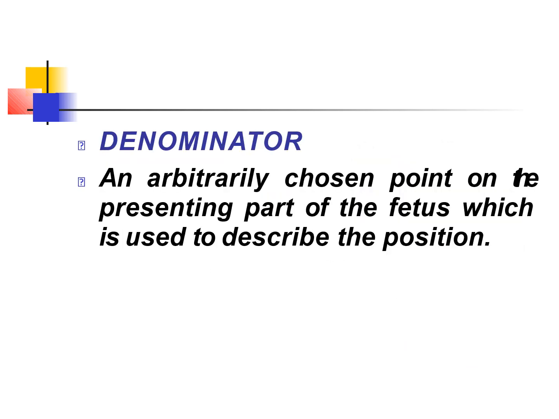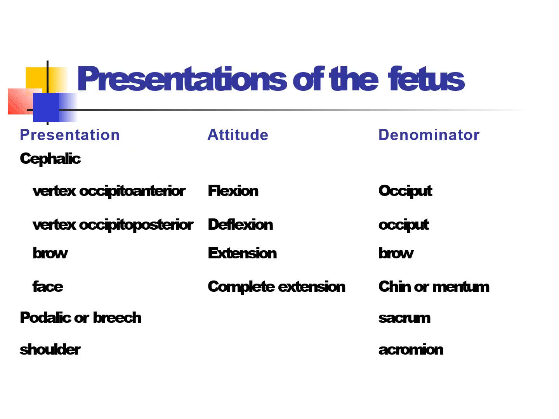And next is the denominator. Denominator is the arbitrarily chosen point on the presenting part of the fetus which is used to describe the position. That is, in each and every position and presentation, one particular point will be coming in contact with the landmarks of the pelvis. That part is the denominator. Now we can see the denominator in different positions and presentations.